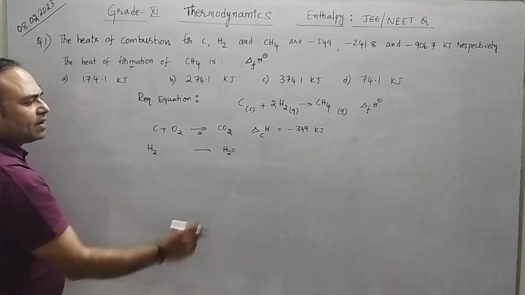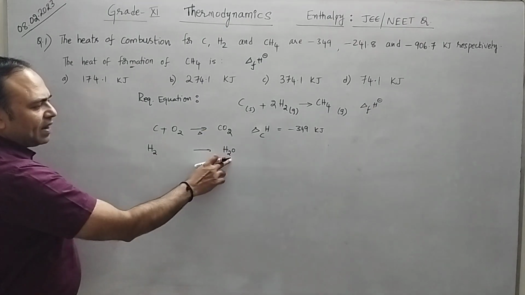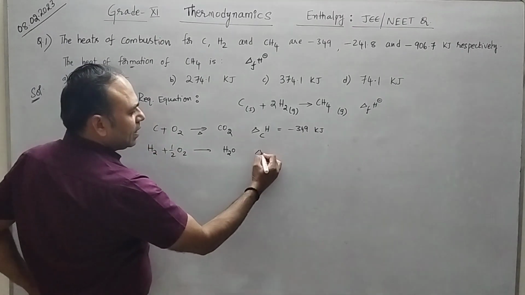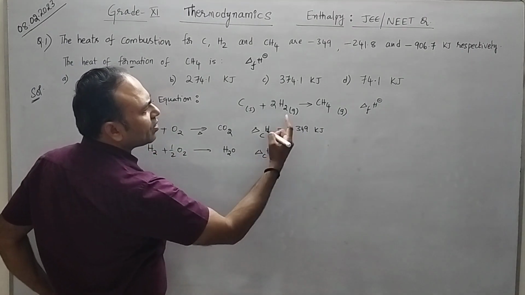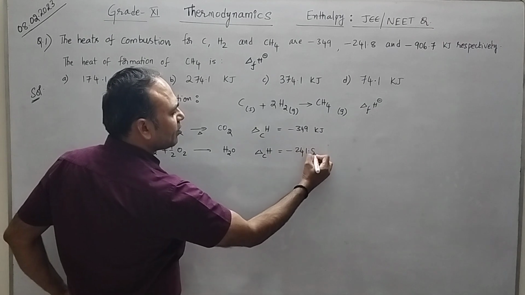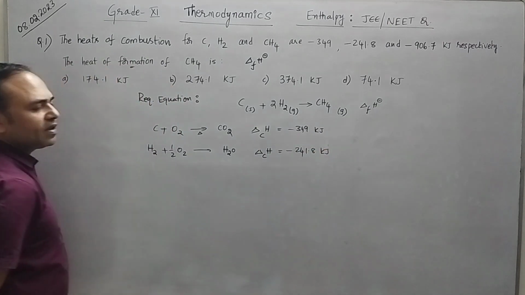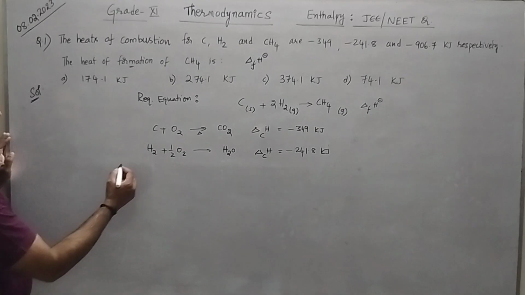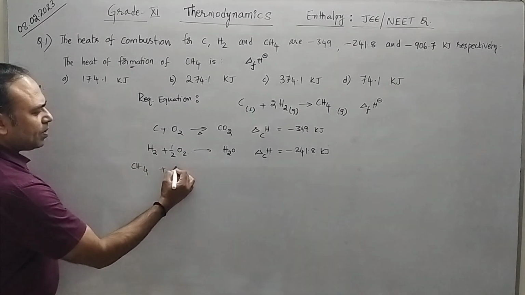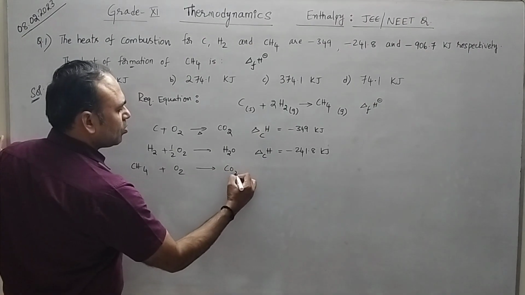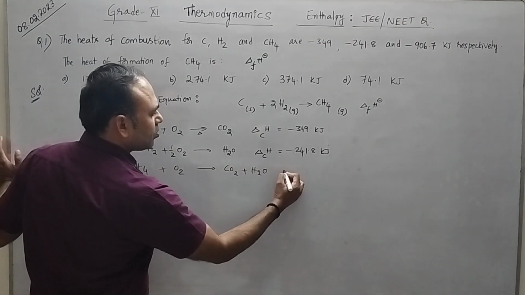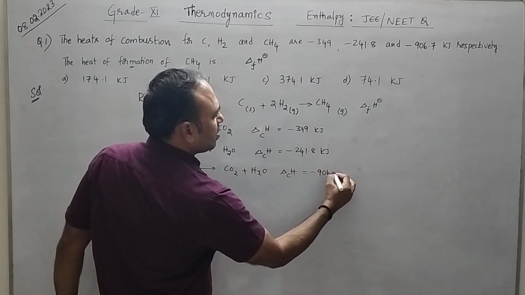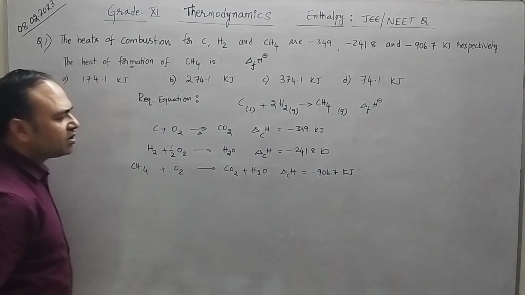Here we have taken CO2. Now H2 is balanced for oxygen, we can write it as half O2. So here delta combustion, what will be the value? Minus 241.8 kilojoules, exothermic reaction. Now third one is heat of combustion of methane. CH4 plus O2, the product will be CO2 plus H2O. So that is nothing but minus 906.7 kilojoules. Hope you have understood this.